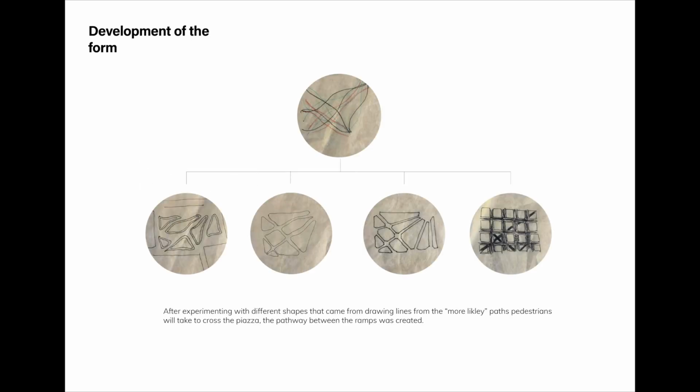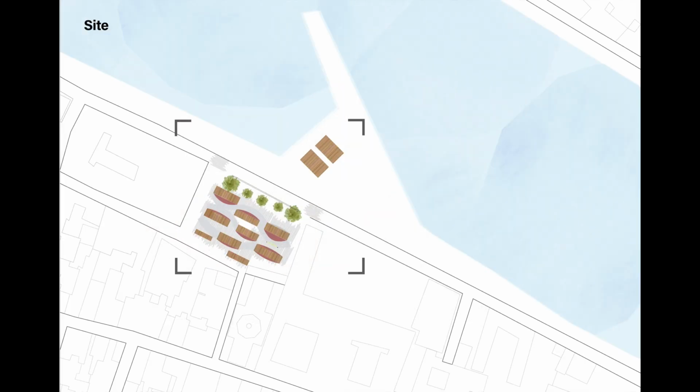Now, from all the information gathered by the site analysis, here is the public space design proposal for Piazza di Cestello. For the development of the form, the project was shaped after experimenting with different possible paths of crossing the piazza. This is how the pathways were created and also how the elements of the project were located. This is how the project will look from afar and a top view of the site.